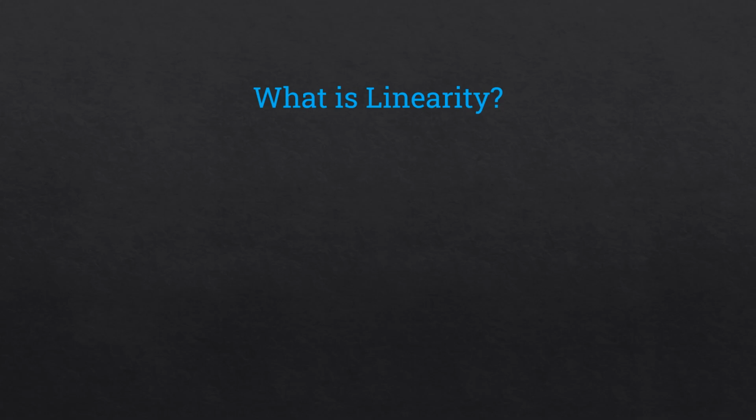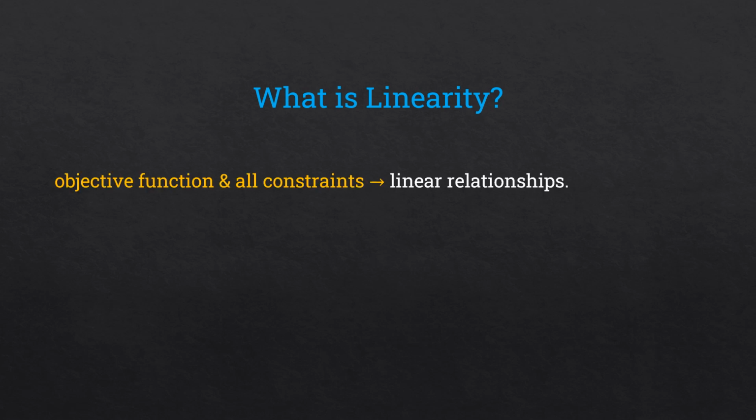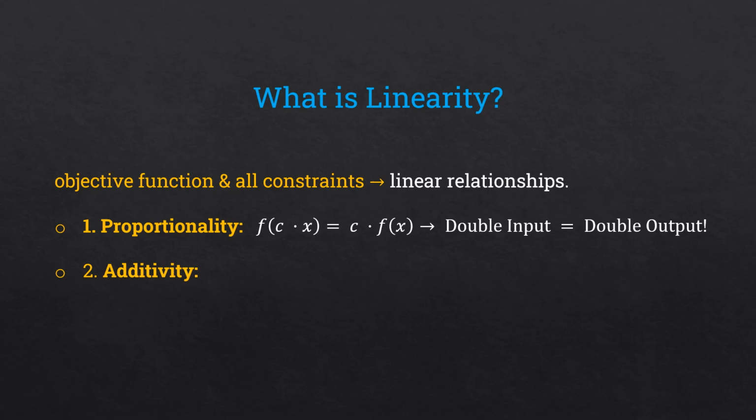A linear program is a mathematical model where both the objective function and all constraints are strictly linear relationships. Linearity comes down to two simple mathematical properties: additivity and proportionality. Proportionality means if you double your input, your output doubles exactly. If making one wooden table brings $20 in profit, making 10 tables brings $200. There are no diminishing returns or bulk discounts in pure linear models.